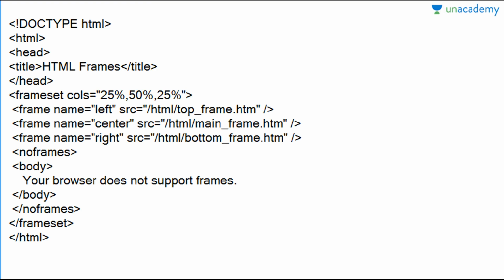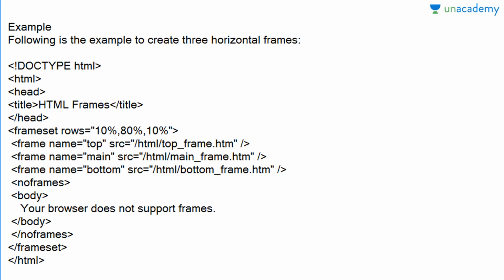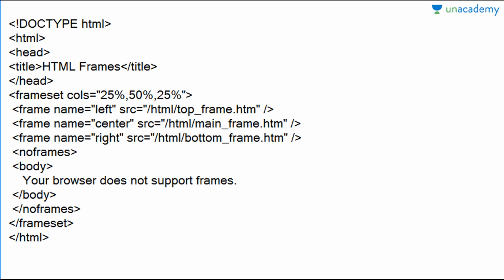Let's see this also. This is also an example of frames only. In this we use the cols property. Like here we used a rows property, here we are giving 3 vertical frames. Let's see this. Doctype HTML, HTML tag, then head tag, title, HTML frames, title close, head close, frameset cols equals to 25%, 50%, comma 25%.